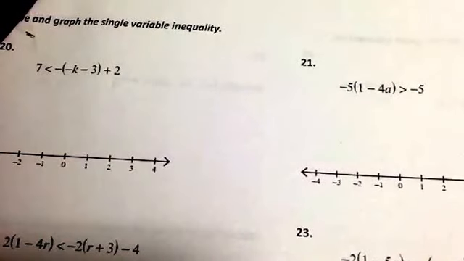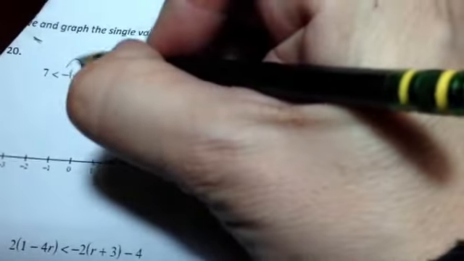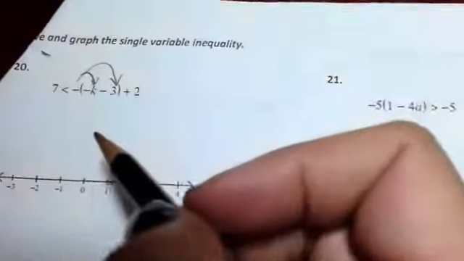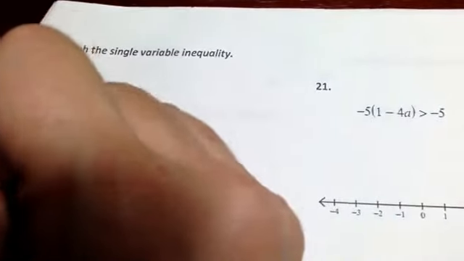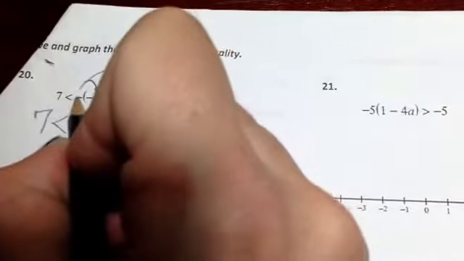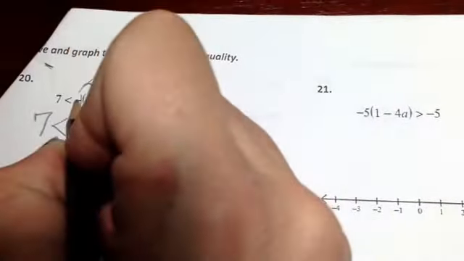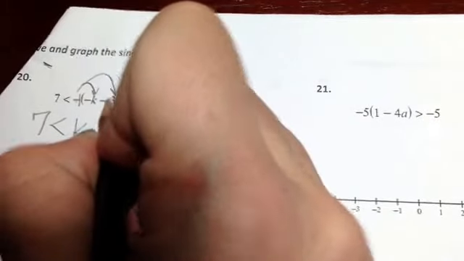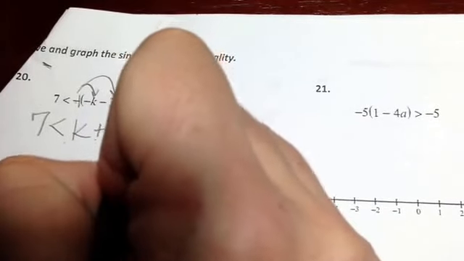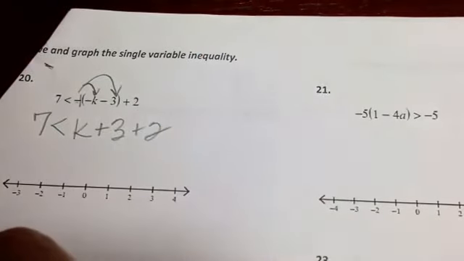Let me pick up on our exam review with number 20, solving and graphing single variable inequalities. I'm going to simplify the right-hand side of the inequality symbol first. 7 is less than or equal to -1 times -k. Notice how I threw my 1 in there. It's going to give me k. -1 times -3 is going to give me +3. This 2 isn't being multiplied by anything, so I'm going to come out there and just add it.